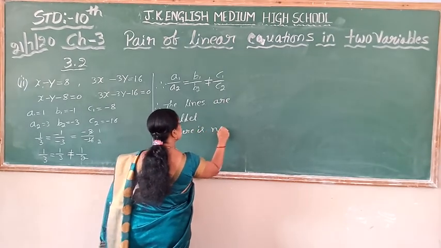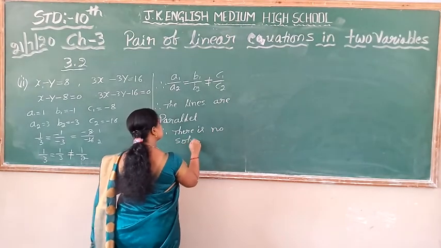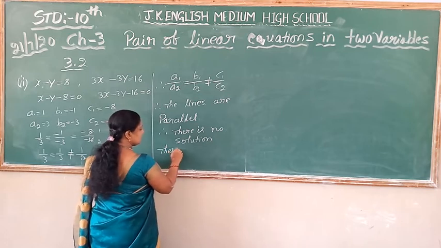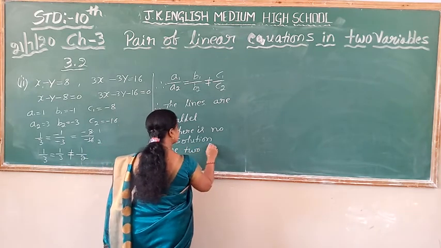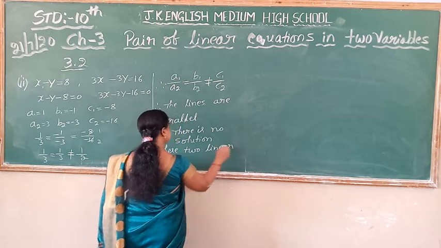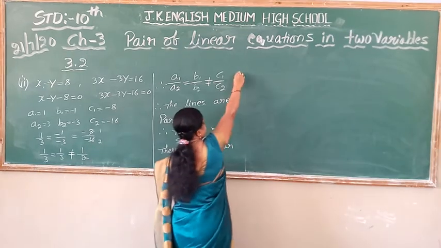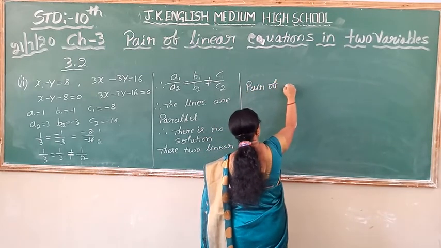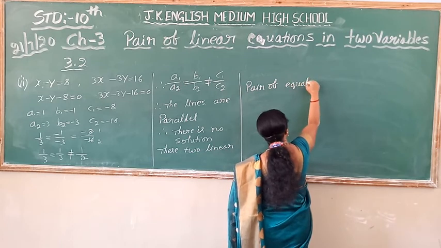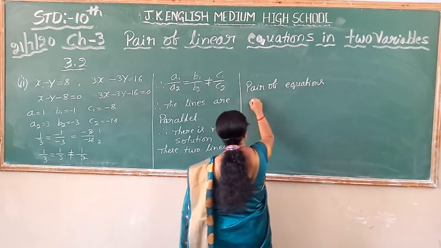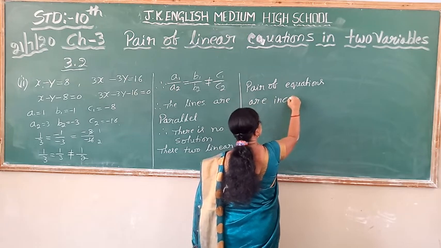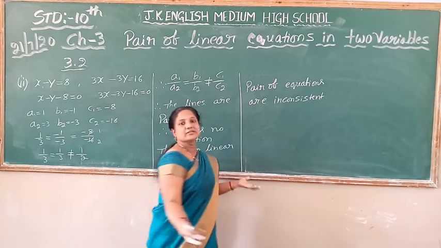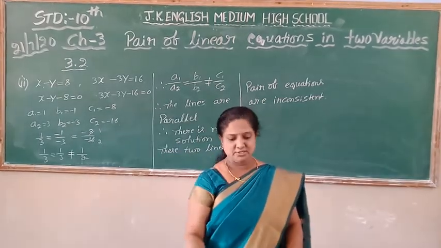If there is no solution, it means this pair of linear equations is inconsistent. The equations are inconsistent. If they are inconsistent, it's not necessary to find the solution because there is no solution. You understood now?